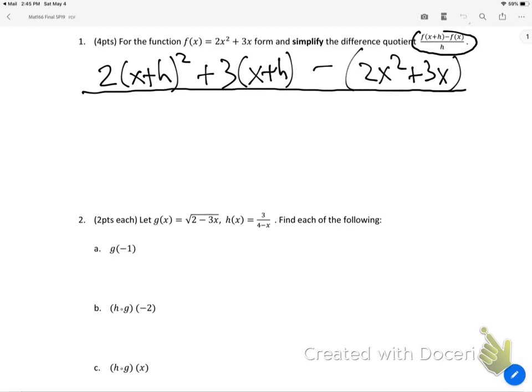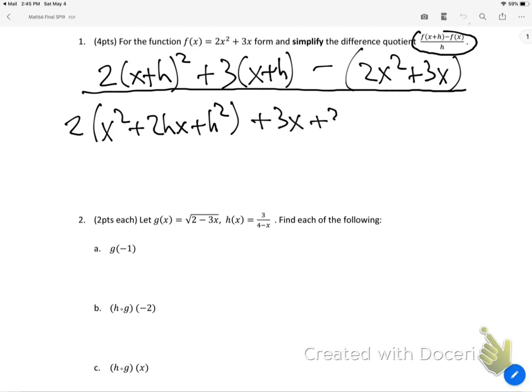So, x plus h times x plus h. Don't just square the x and square the h. X plus h times x plus h will give me x squared plus 2hx plus h squared. Again, distributive law here. 3 times x is 3x. 3 times h is 3h. Still subtracting the original f of x.